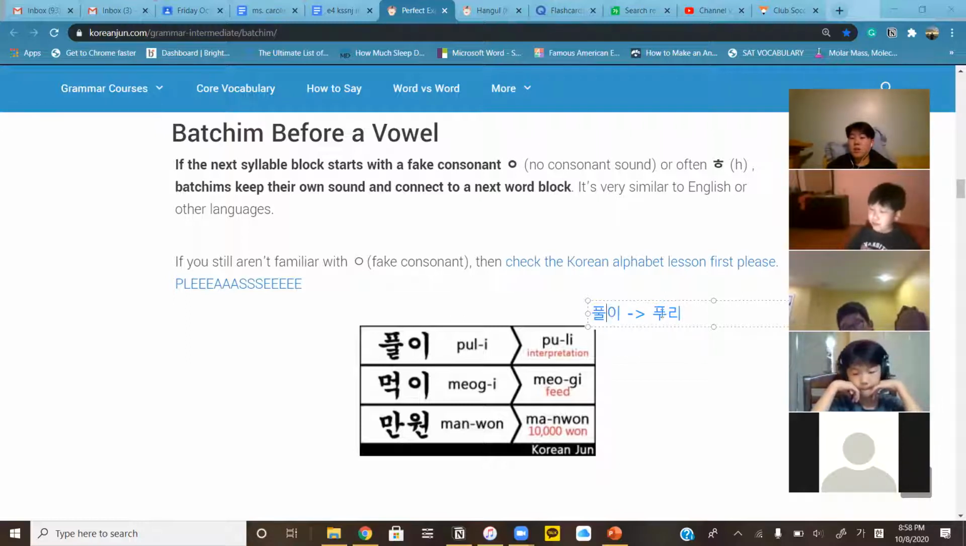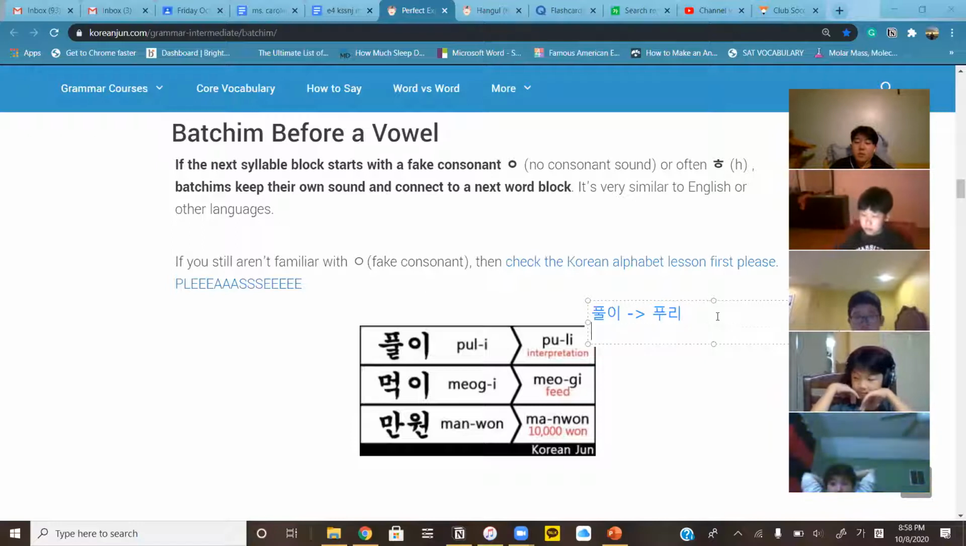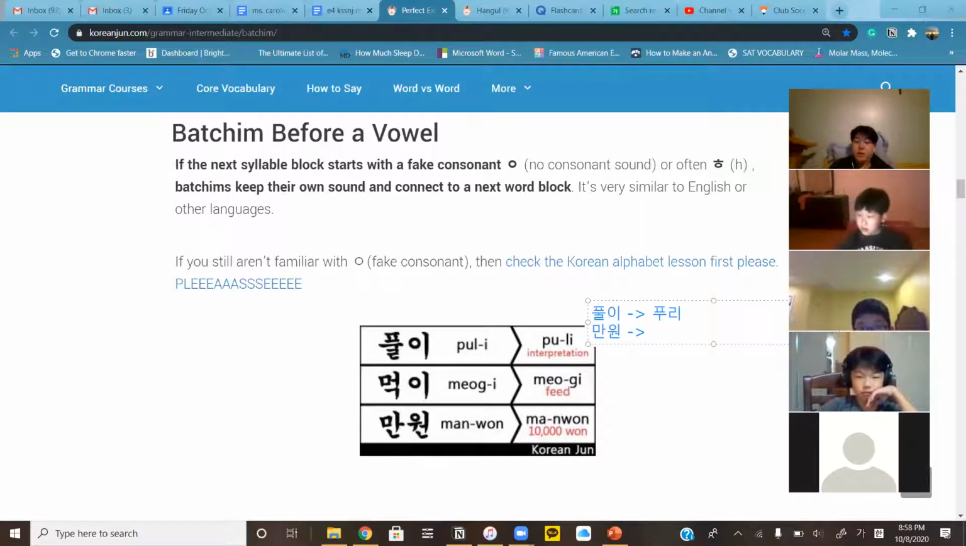Basically, this ieung is just omitted. You don't really consider it. You just consider the rieul. So the rieul goes here, and that's how it sounds. It's spelled one way, but it's pronounced another way to make it easier for your head. That's what we have to do. Same with this, and with manwon. For manwon, for example, we have the spelling, and then this would be pronounced like this. Even though this is the correct spelling, this is how you would pronounce it.